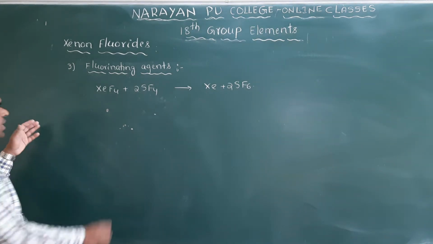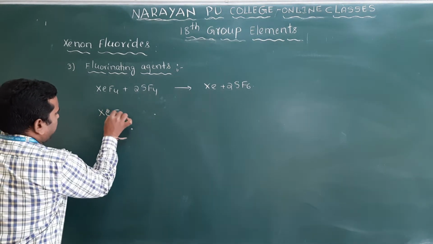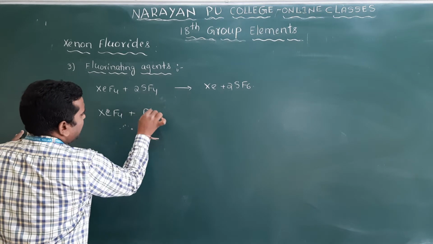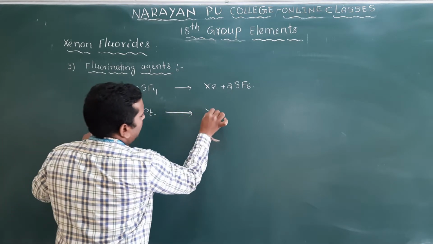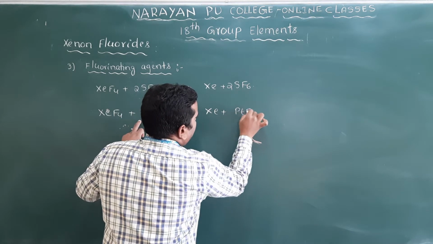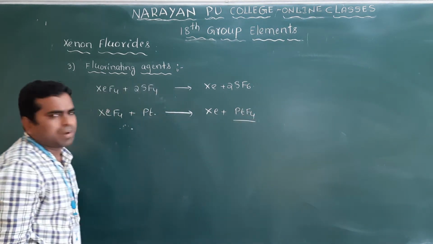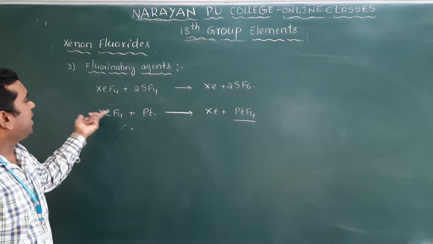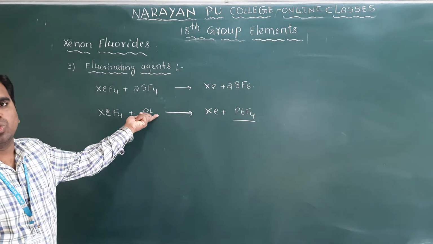Clear? In the same way, you can treat XeF4 with platinum. Then what will you get? You will get Xe plus platinum tetrafluoride. It means it is providing fluorine atoms to other compounds.